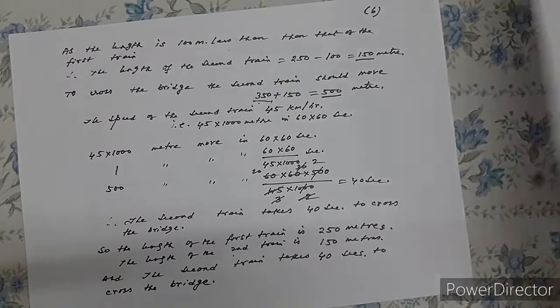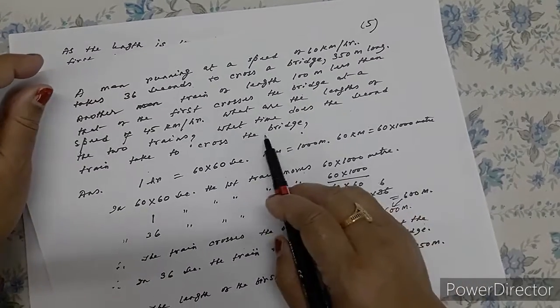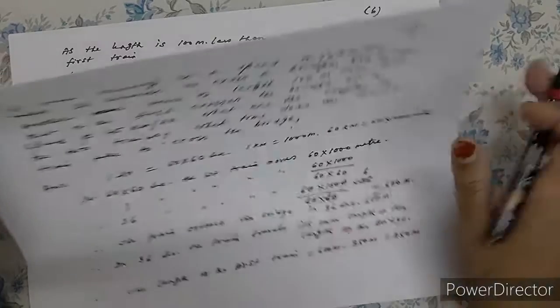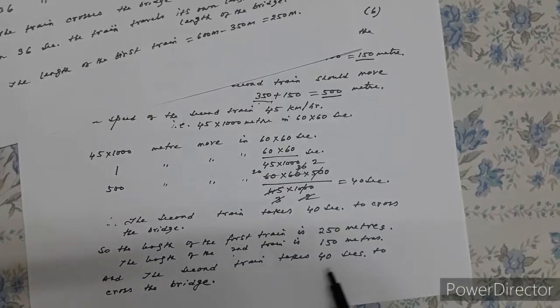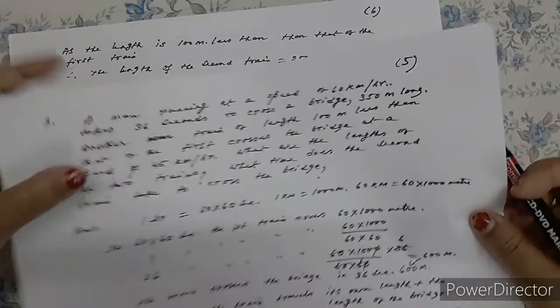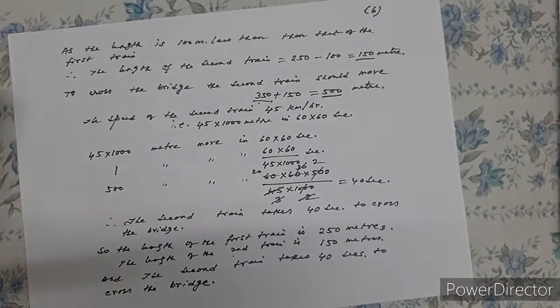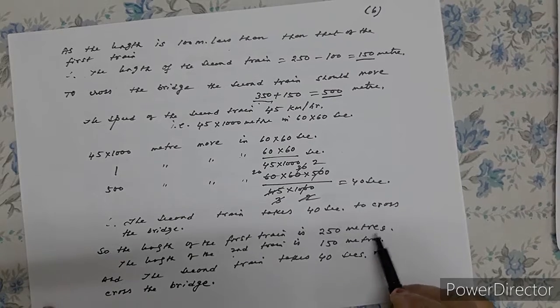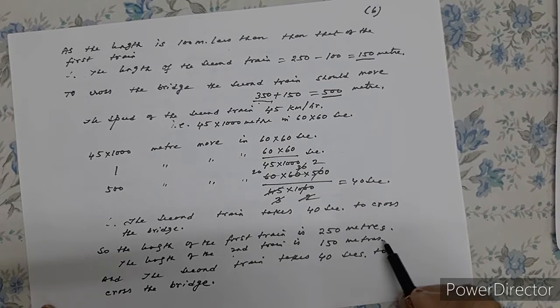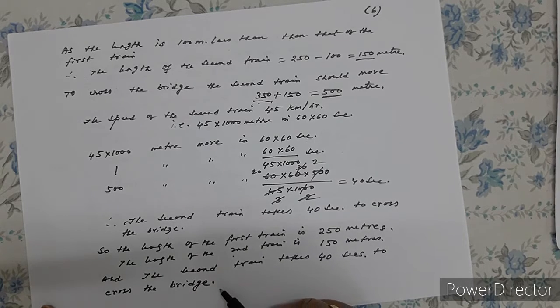So what was the question? What time does the second train take to cross the bridge? The second train takes 40 seconds to cross the bridge. And what are the lengths of the two trains? The length of the first train is 250 meter, the length of the second train is 150 meter, and the second train takes 40 seconds to cross the bridge.